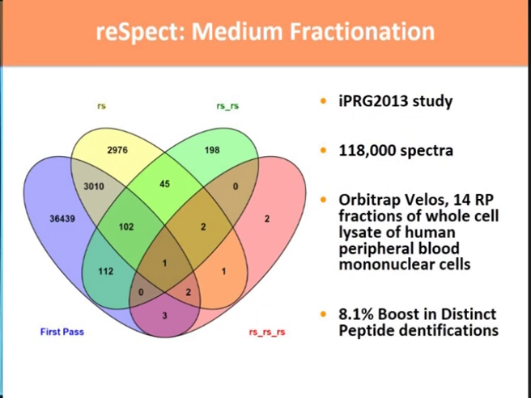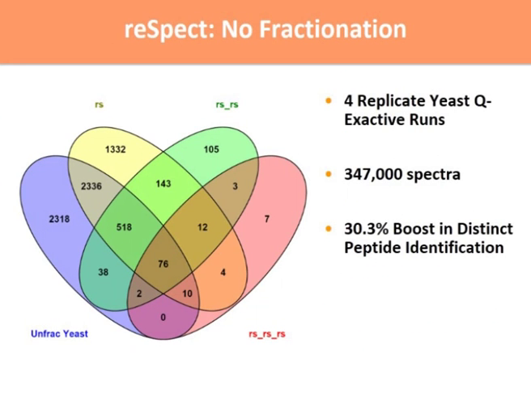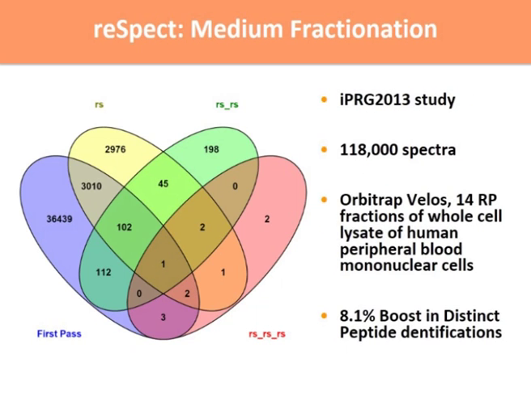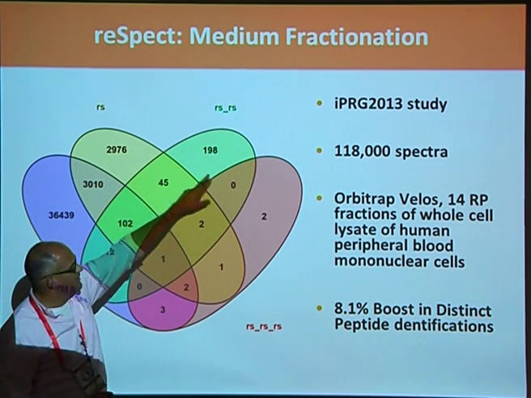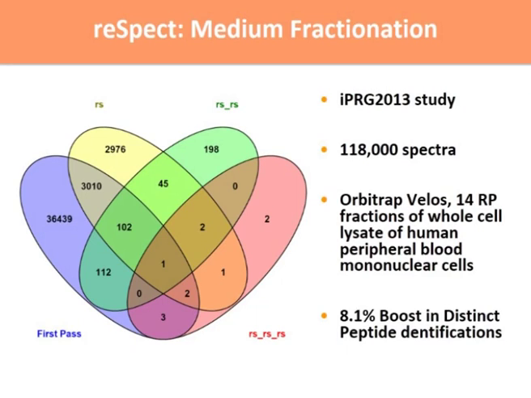That's pretty good. The same analysis, but for a different sample, with medium fractionation. Instead of the 4 replicate unfractionated yeast runs, this is from the published iPRG 2013 study, with only 100,000 spectra. So it's fewer spectra, but it's also 14 fractions. So this is a more highly fractionated sample. And you see that in this case, the original search had a lot of IDs. The first Respect search had only a small portion of that boost, and you only boost here by 8%. So the amount of extra IDs that you get in this case is only 8%.